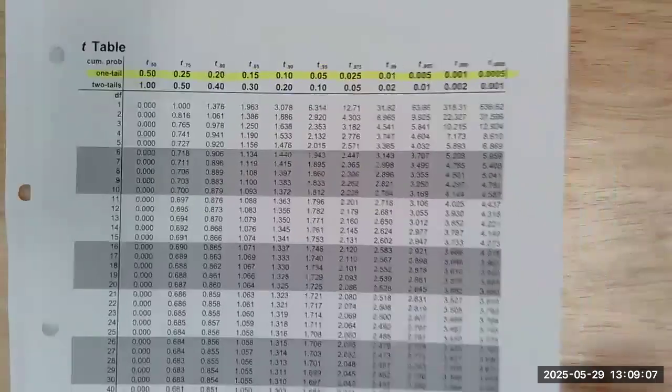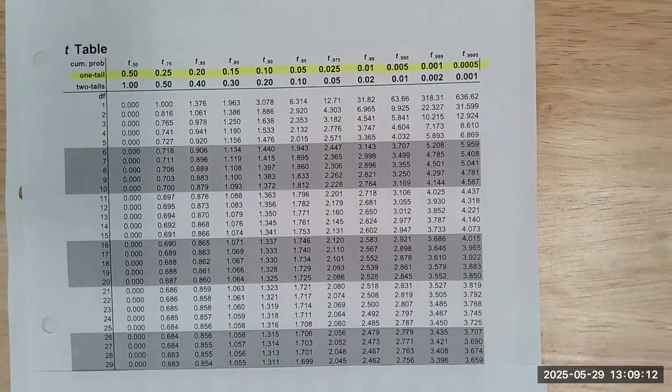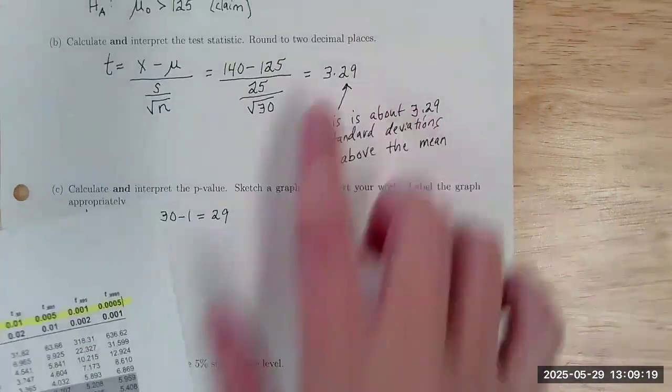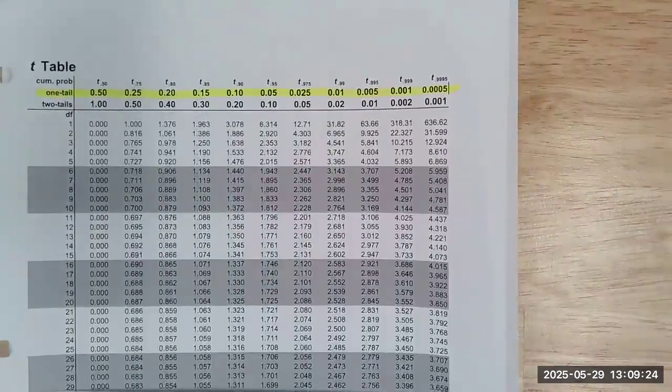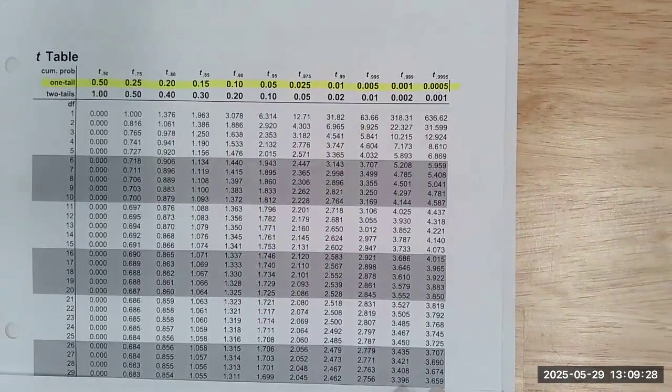Okay. So I'm coming down to 29 degrees of freedom. And the number that we got, I'm covering it up, but we said it was 3.29. Okay. So at 29 degrees of freedom, 3.29 is between these two numbers here, the 2.756 and the 3.396. Is that okay? 3.29 is between those two?